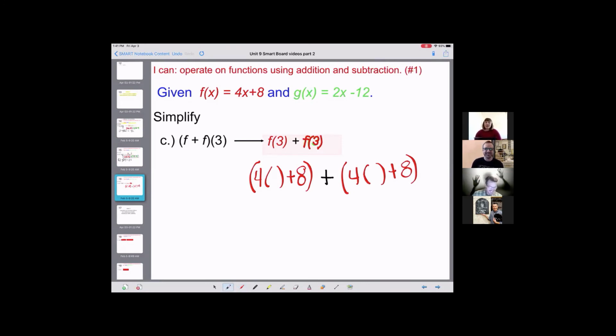Inside those little parentheses, we're going to replace with 3. We're substituting 3 for our value in this function.